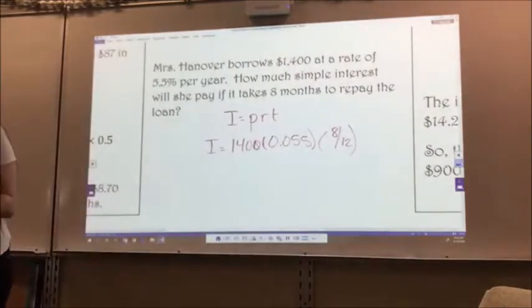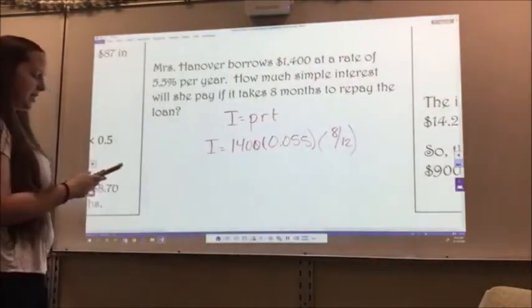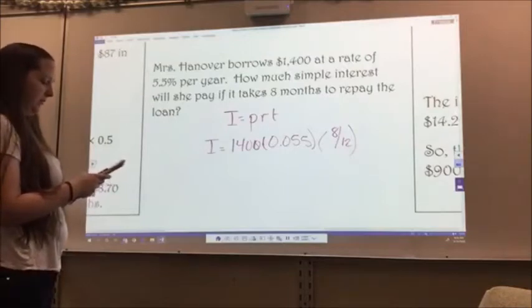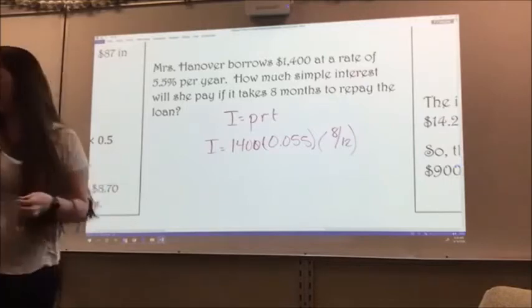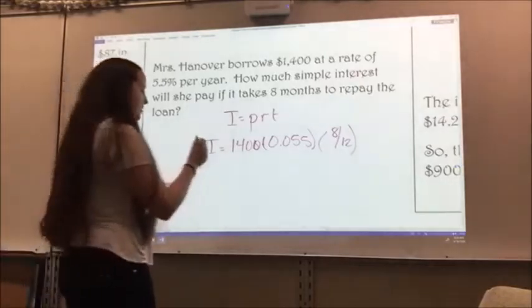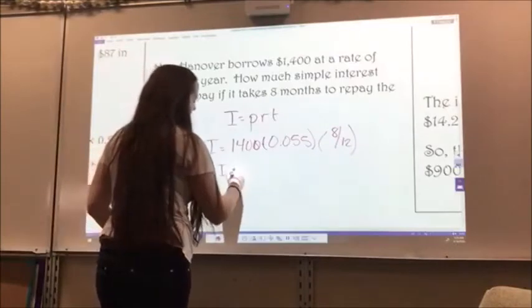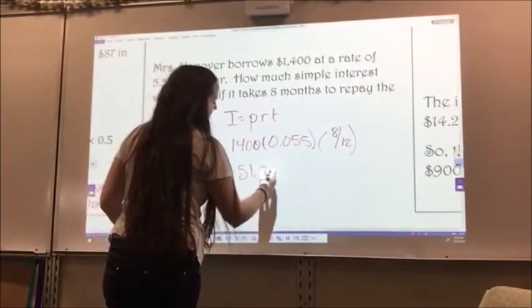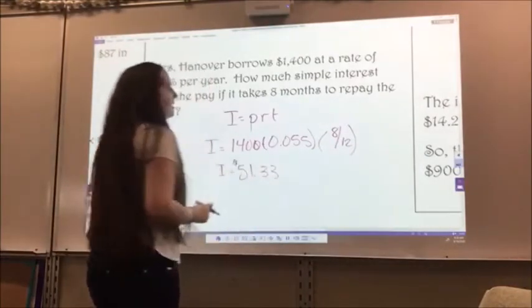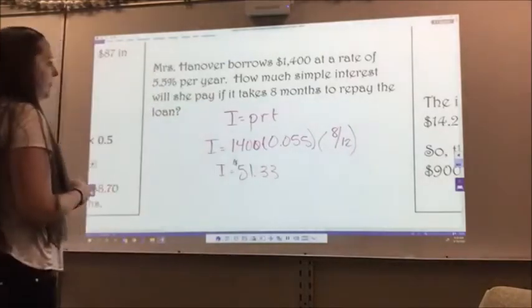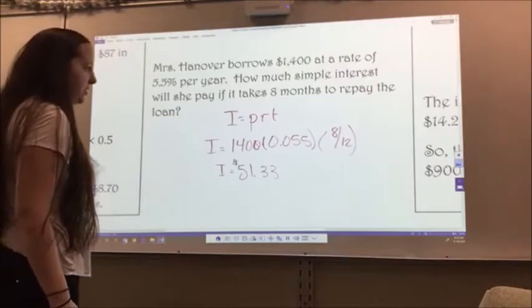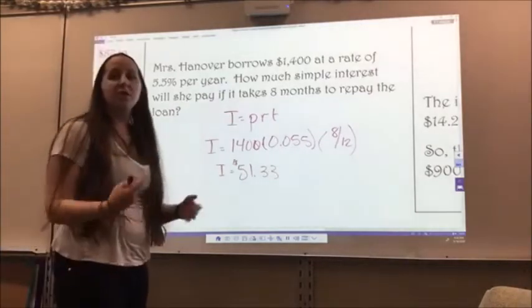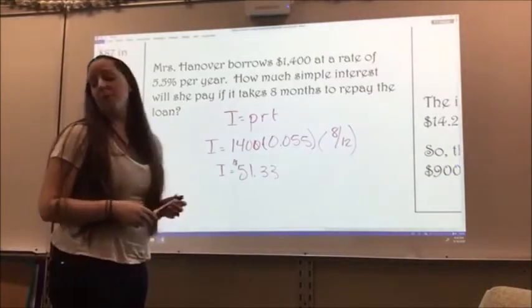Okay, so when I multiply that together, 1,400 times 0.055 times 8/12 is $51.33. So that's how much interest she will pay if it takes 8 months for her to repay the loan, $51.33. Okay, you can kind of start to see how these things are adding up over time.